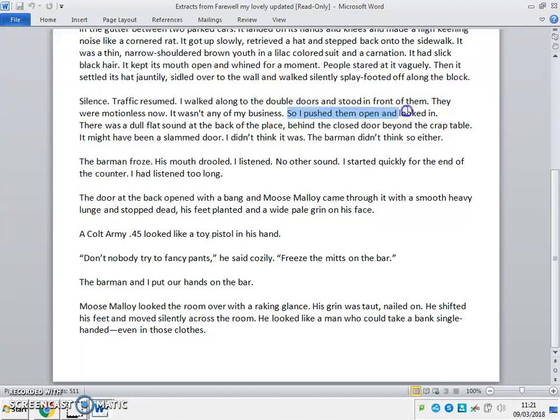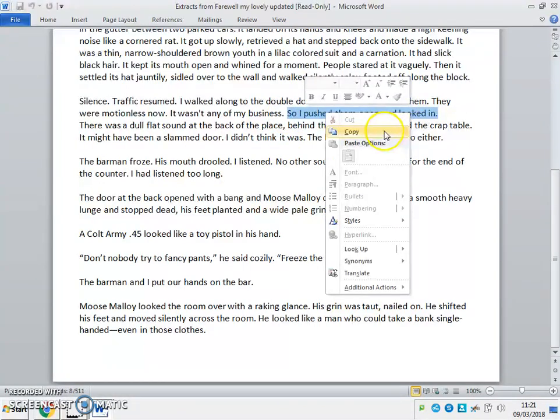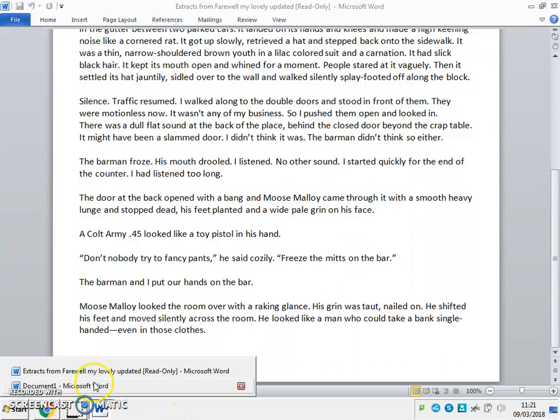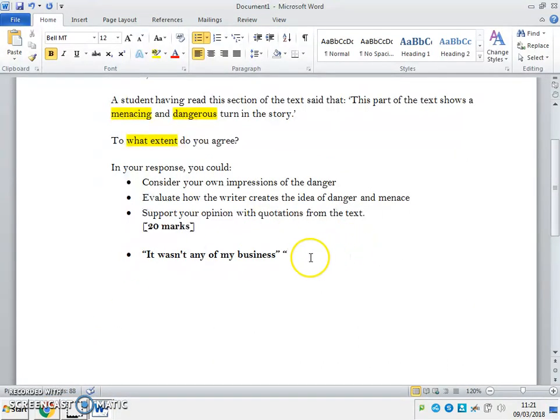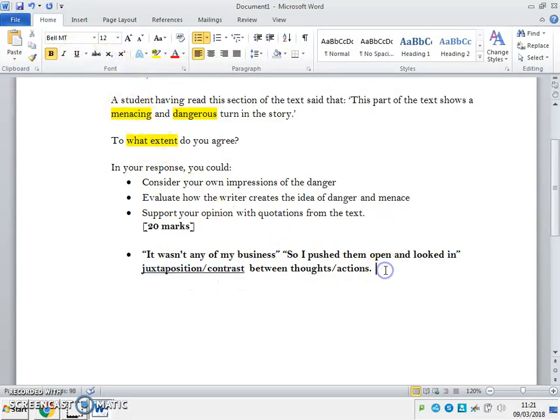But then you've got, so I pushed them open and looked in. And he's not listening to his better judgment here. So in terms of method, I might say, well, there's a bit of a contrast in the mood there. It wasn't any of my business, so I pushed them open and looked in. There's a kind of juxtaposition or contrast between thoughts and actions. So there are my technical words. Slightly structural, slightly linguistic.